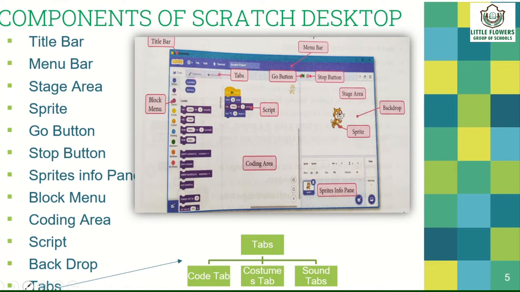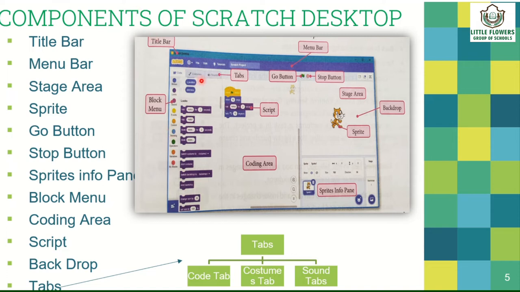Now last is the tabs, which we already discussed. A code tab is this. The code tab contains the block categories and the list of blocks. In the categories, there are motion blocks, sound blocks, events, control, sensing, operators and my blocks. All block categories are of different colors, like orange, green, blue, yellow, purple, and each block performs a task in a project. The blocks connect to each other like a jigsaw puzzle and create a script.